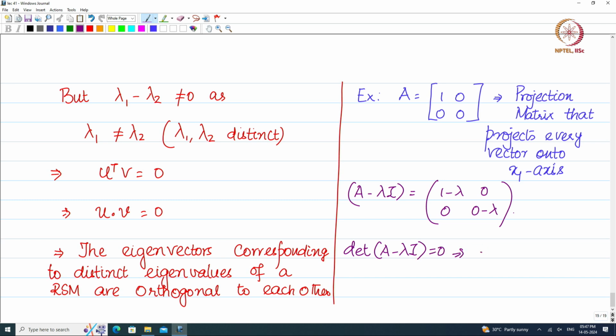We have minus lambda into 1 minus lambda is equal to 0, which implies lambda into lambda minus 1 is equal to 0, which implies lambda is equal to 0 or lambda is equal to 1. Notice that the matrix A is a symmetric matrix, you have these two components to be the same. So, this matrix A is a symmetric matrix and we have distinct eigenvalues corresponding to lambda is equal to 0 and lambda is equal to 1, naturally we expect the eigenvectors to be orthogonal. Let us see what are the eigenvectors.